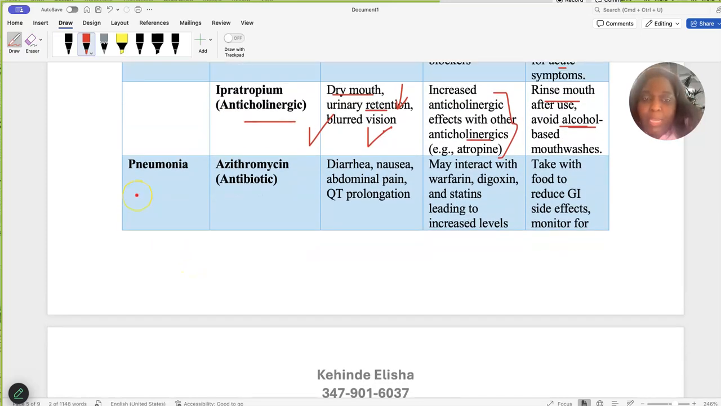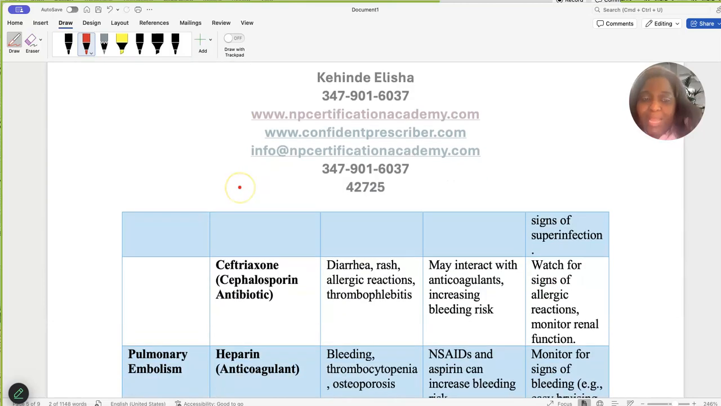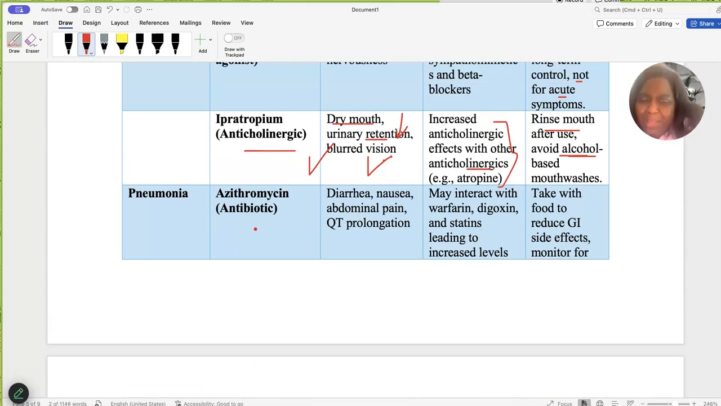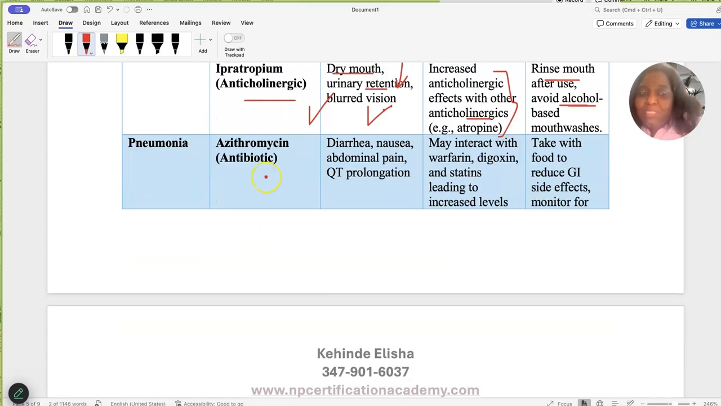So what about pneumonia? We use azithromycin, we use ceftriaxone, we have other drugs. This is not all inclusive, this is just some to get some out of the way. Take 2 drugs at a time and slowly expand your library. So what are the common side effects of azithromycin? Diarrhea, nausea, abdominal pain. QT prolongation, you must know that for the test. That is lethal. That is deadly.